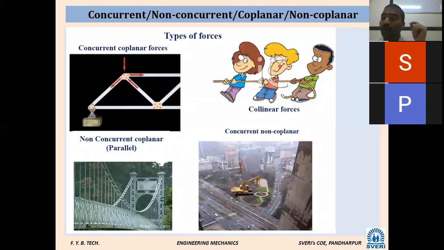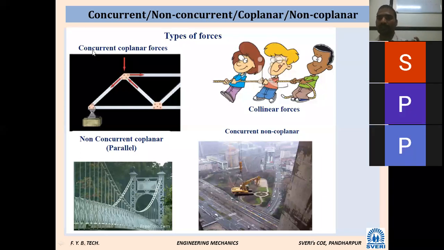Okay. Then what about concurrent? In the last class I told, concurrent means all the forces acting at a point or starting at a point. It may start from the point or it may end at a point, and is called concurrent. Now, here there are concurrent coplanar forces. Coplanar means all the forces are in the same plane, and concurrent means all are acting at one point.